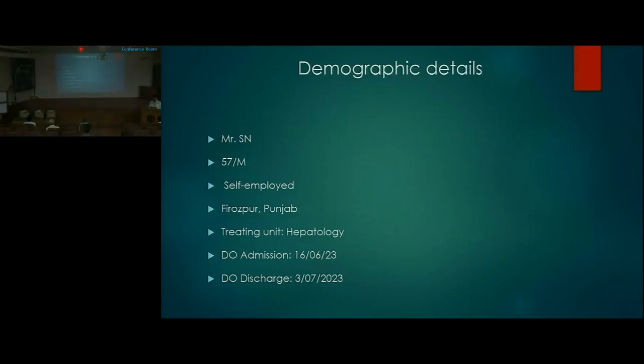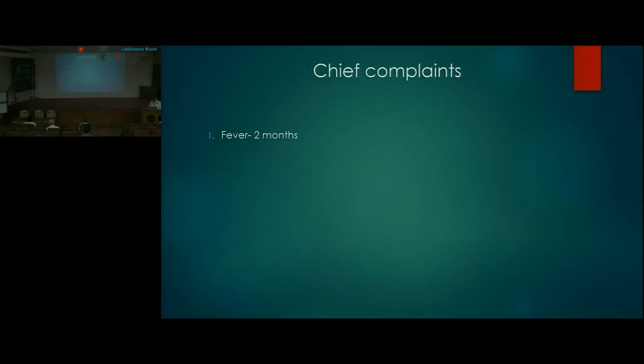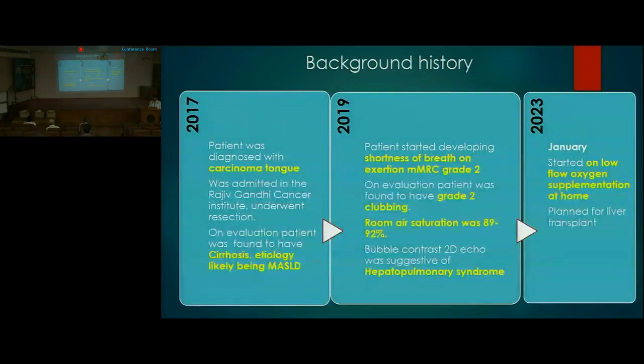The patient was admitted under hepatology. Date of admission was 16th of July and he was discharged on 3rd of August. The patient presented with the chief complaint of fever for 2 months. Background history: in 2017, the patient was diagnosed with carcinoma tongue and underwent resection.